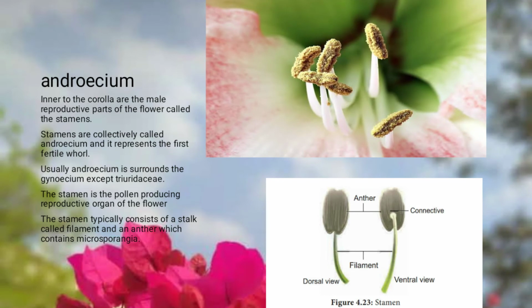Coming on to the third whorl, which is a fertile whorl involved in the gamete formation, it is the androecium. Androecium is the male gamete producing organ which includes the stamen.